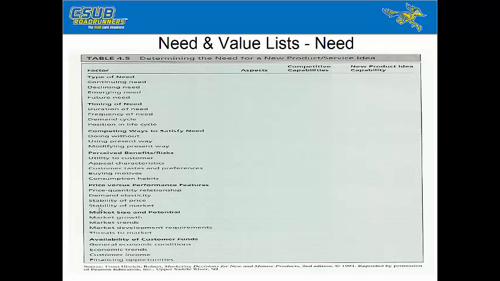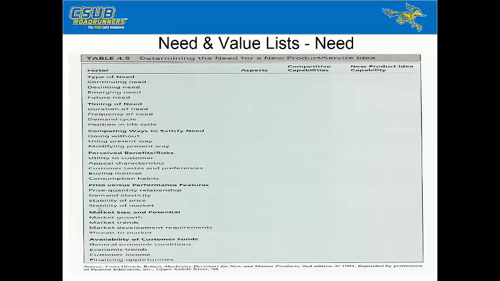Are there ways that they can utilize current competitor products in the way they're already utilizing them to satisfy their needs? Or is there some modification of the present way of using the product or service which is going to better satisfy needs?